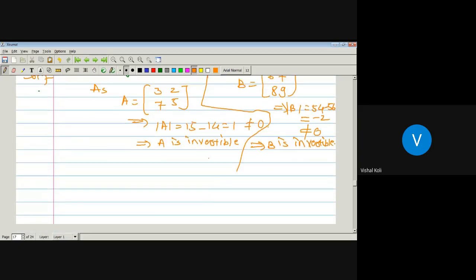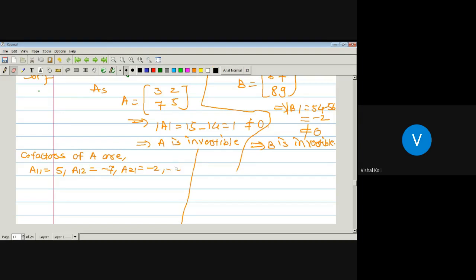So cofactors of matrix A are A11, which is equal to minus 1 to the power 1 plus 1, which is 2, minus 1 squared, into its minor. Its minor will be 5. A12 is minus 1 to the power 3, which is minus 1, into 7, which is minus 7. A21 is equal to minus 1 to the power 3, which is minus 1, into 2, which is minus 2, and A22 equal to minus 1 to the power 4 into its minor, which is 3.